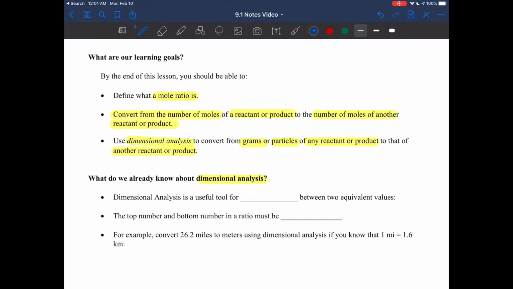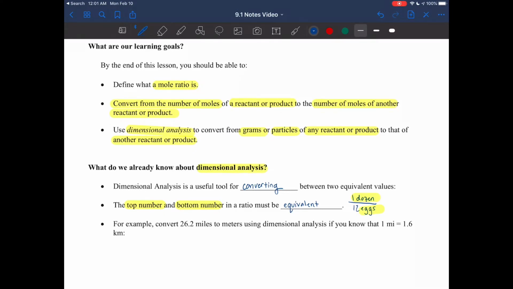So what do we already know about dimensional analysis? Well, it's a useful tool for converting between two equivalent values. The other thing here is that the top and the bottom number in any sort of ratio that we make has to be equivalent. For example, maybe we have 1 dozen is equal to 12 eggs. Now, 1's not equal to 12, but when you add those units, dozen and eggs, it actually does become equivalent.